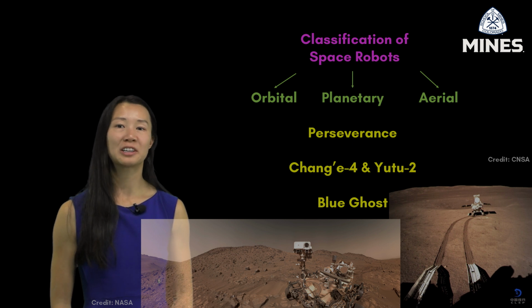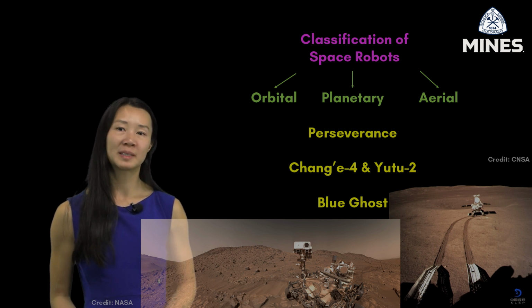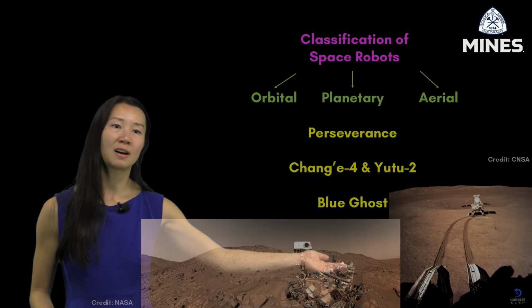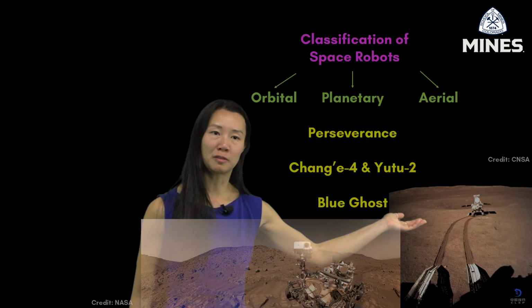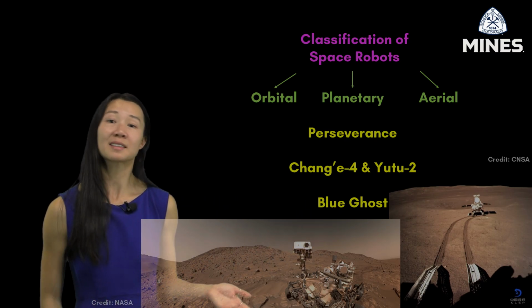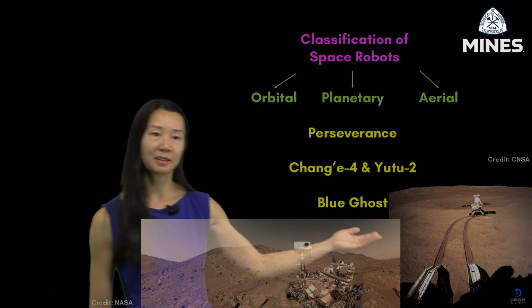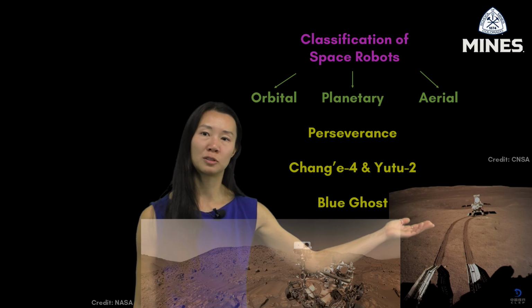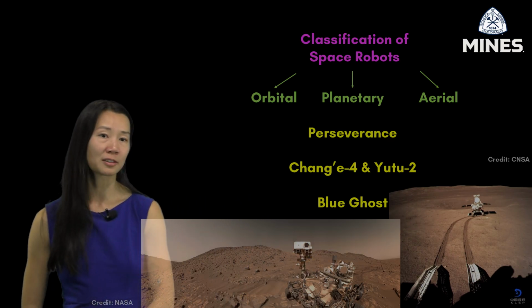Of a few planetary surface vehicles, some notable examples are the Perseverance rover on Mars, and then the Tonga lander and the U-2 rover on the bottom here. Here's a picture of Perseverance taking a selfie of itself. And then here in the corner is a picture of the Tonga lander looking at the U-2 rover driving away on the far side of the moon.